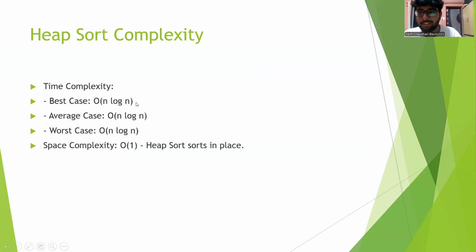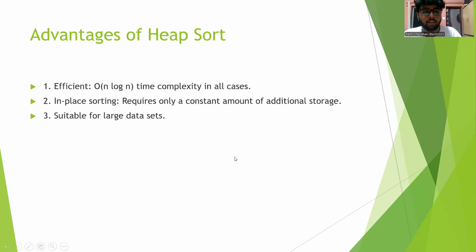Okay, this is another example of the heap sort algorithm. Now, what is the time complexity of this algorithm? The best case is O(n log n), and the same for the worst and the average case. The space complexity is O(1). This heap sort works in place.